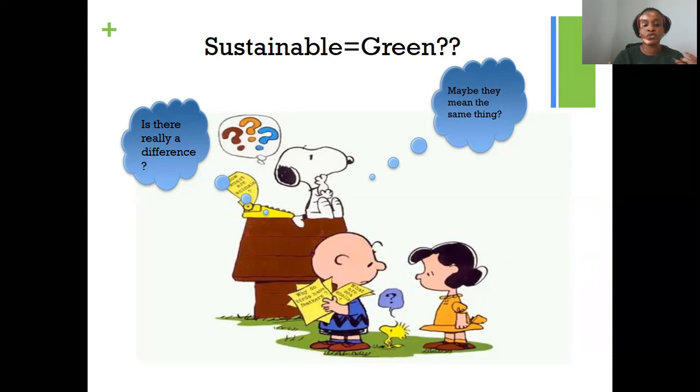So we'll be killing two birds with one stone, not literally killing two birds with one stone, but we'll be unraveling two points together, looking at the definition of sustainability, and then also, based on the definition of sustainability and green, determine whether the two words should be and can be used interchangeably. A Charlie Brown comic there, that was one of my favorite comics growing up.